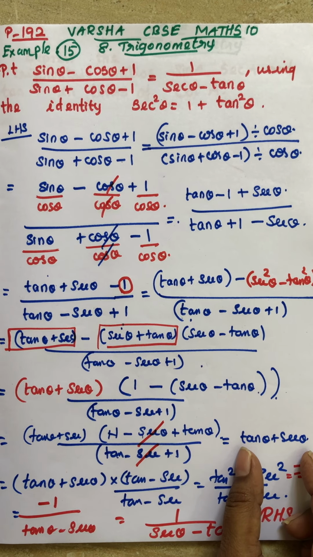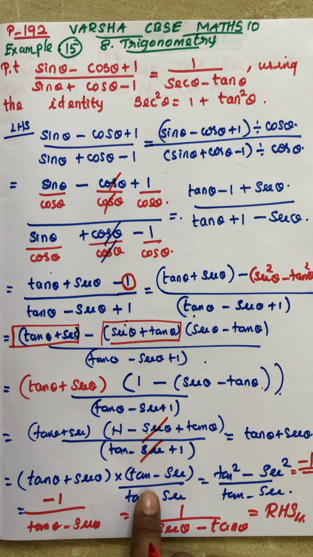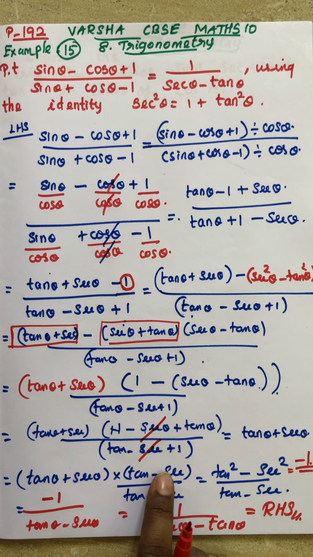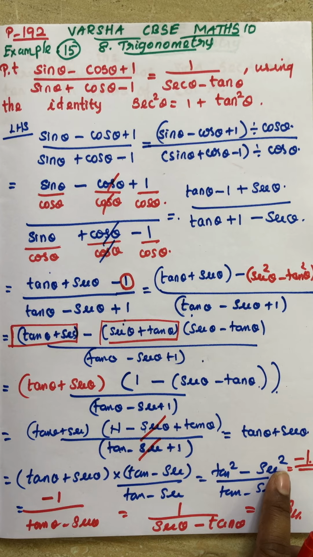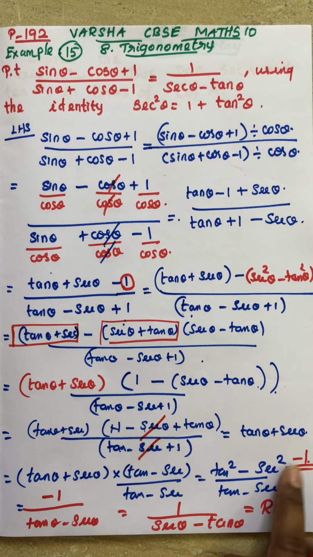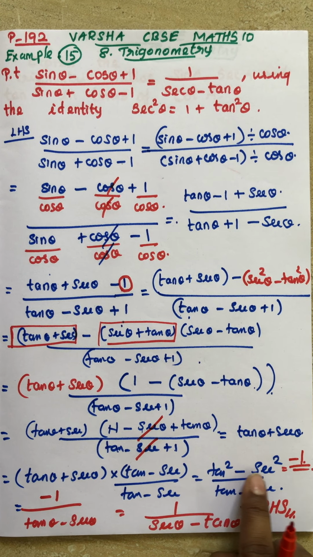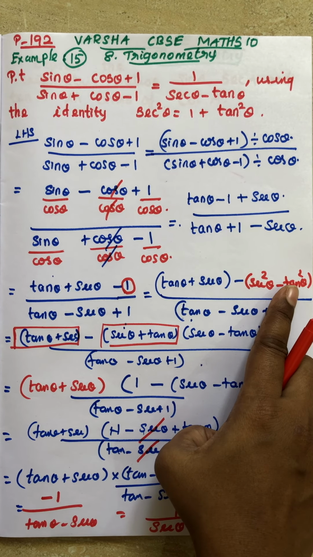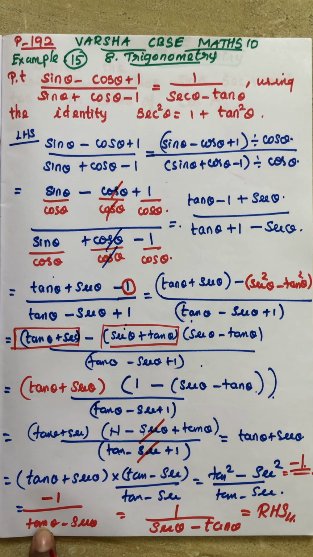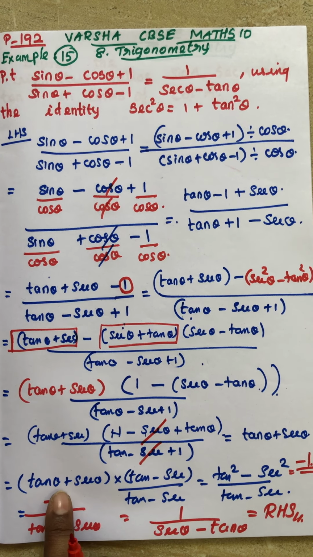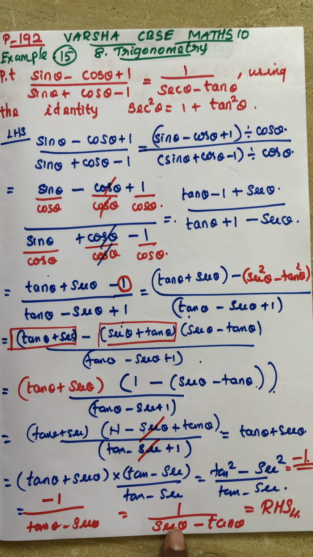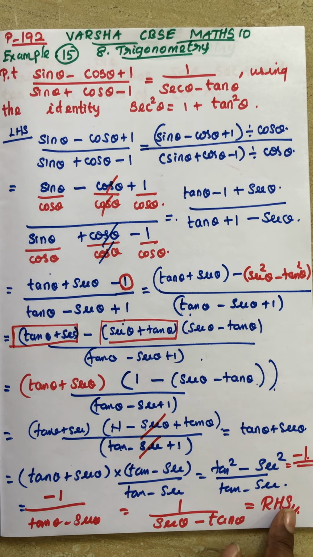But still we didn't get the right hand side answer. So, for that you multiply the conjugate tan minus secant. Tan minus secant. So, when you multiply a plus b, a minus b, a square minus b square. See, for 1 you have written secant square minus tan square. For minus 1 you can write tan square minus secant square. See, secant square minus tan square is 1. Tan square minus secant square is equal to minus 1. So, minus 1 divided by tan minus secant. So, if minus 1 comes to the denominator, secant will be plus and tan minus. So, this is your RHS.